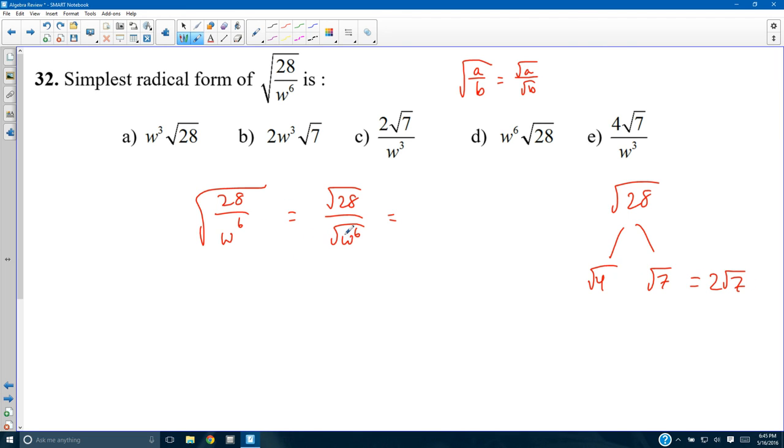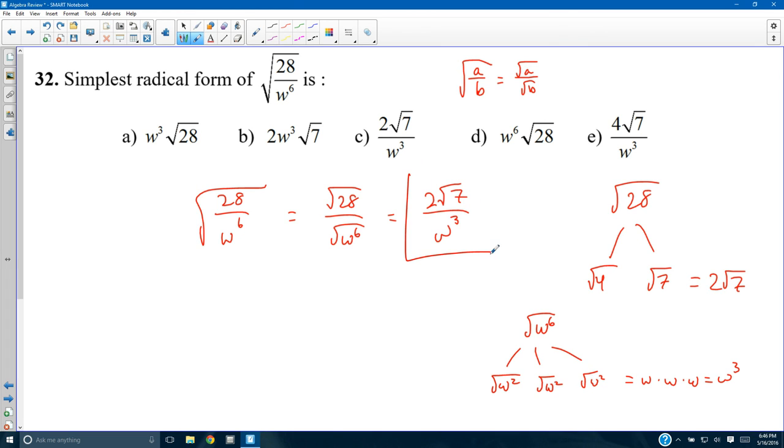Square root of w to the 6th, once again, take out all your perfect squares you can. 3 w squareds. That's w times w times w, so that's w cubed. So right now what we're looking at is 2 root 7 divided by w cubed. And I think that's as basic as I can make it. So it looks like it's going to be problem C, or part C right here. No offense, everything else is just wrong. There you have it. Nothing else I can really talk about with that.